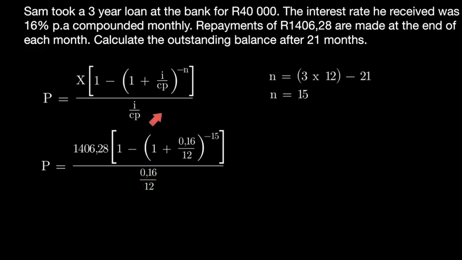We do this calculation on our calculator, and our present value, or our outstanding balance after 21 months, is 19,004 Rand and 45 cents. And that is all there is to it.